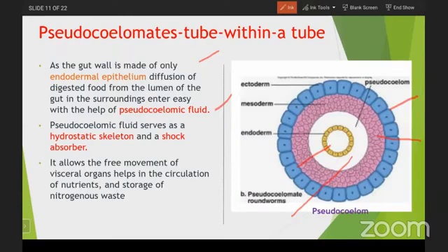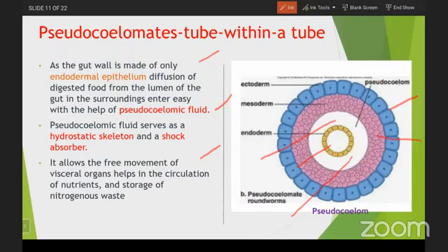Here they are mentioning that pseudocoelomic fluids serve as a hydrostatic skeleton and shock absorber. Due to the unoccupied portion of the mesoderm, such a pseudocoelom portion is useful for the transport of materials. That is the reason we are giving the term hydrostatic skeleton or shock absorber. It is providing some help for the transport of materials. It allows the free movement of visceral organs and helps in the circulation of nutrients and storage of nitrogenous waste.